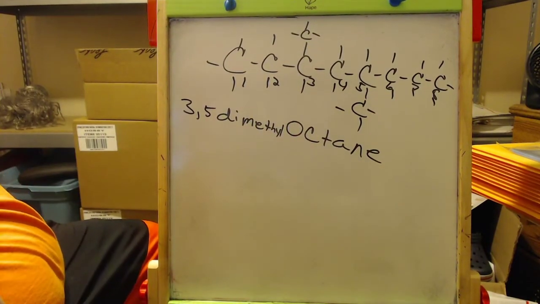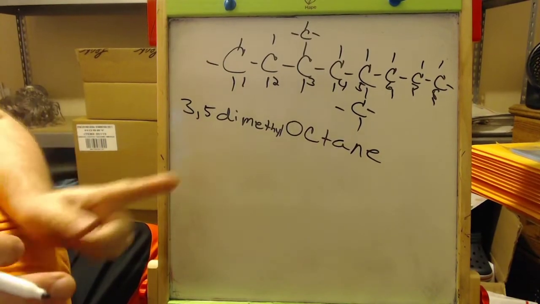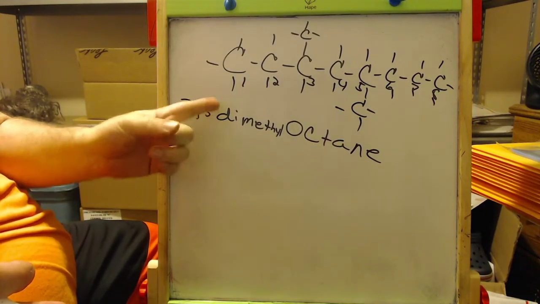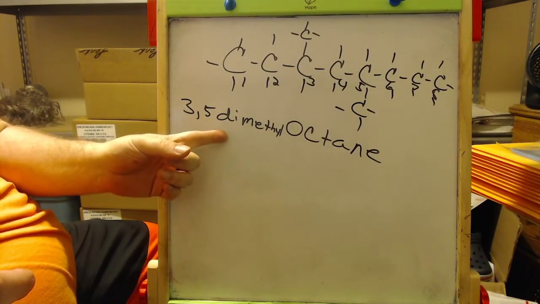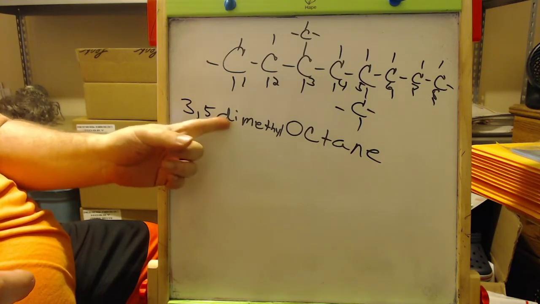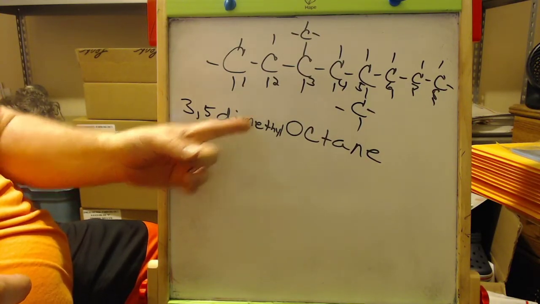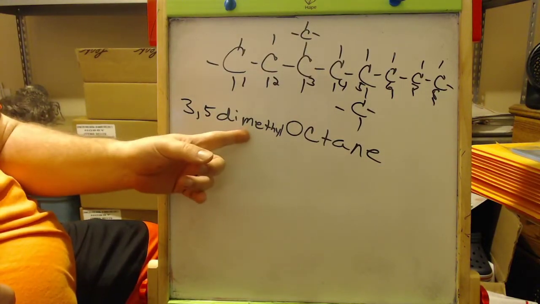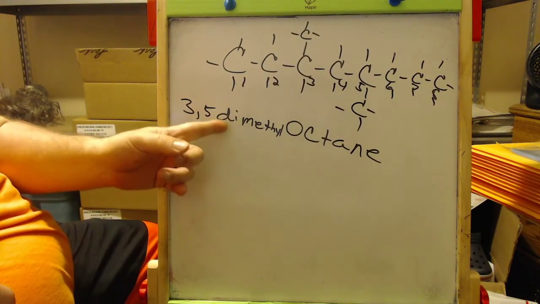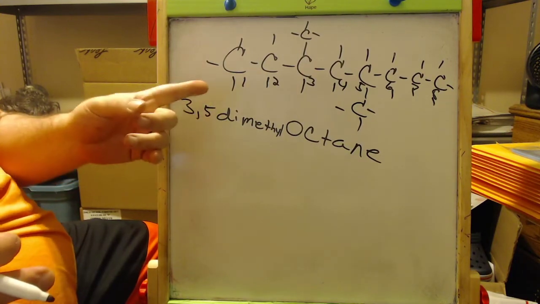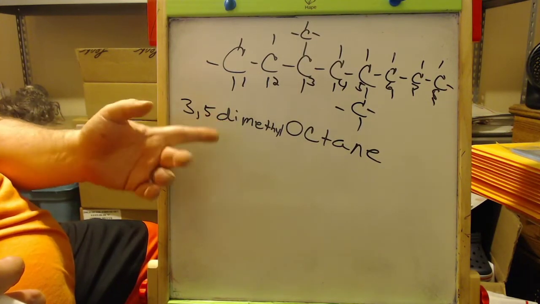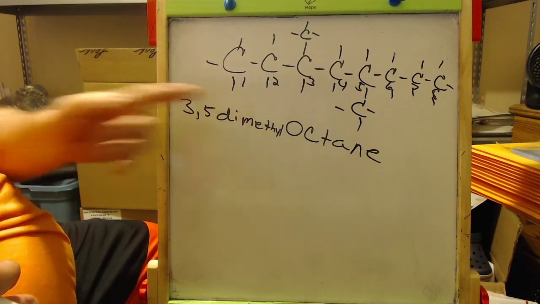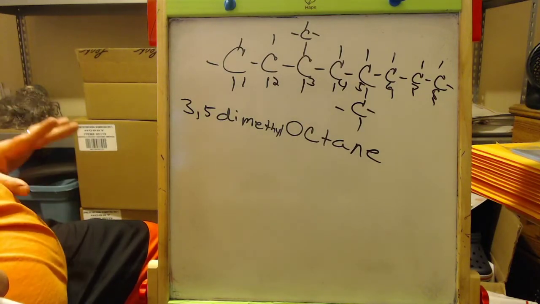Now, that being said, if there's a di or a tri or something in front of this, that doesn't count towards the alphabetical order. So let's say there was an ethyl group over here or something. The ethyl would still come before the methyl, even though the letter D is before the letter E in the alphabet, but we'd go by the methyl. So this would be 3,5-dimethyl.